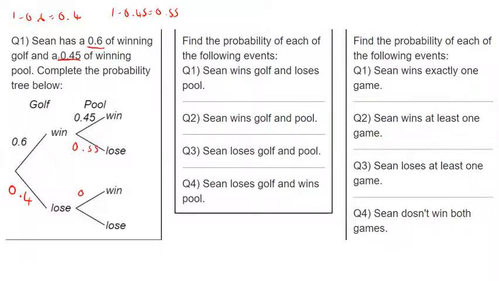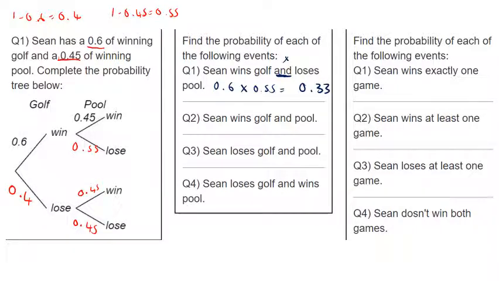And often you can get 1 or 2 marks for filling in a tree correctly. Second stage of questions here. Find the probability of each of the following events. Sean wins golf and loses pool. Now that word "and" in probability is a clue that you are going to multiply. So the probability of winning golf is 0.6. The probability of losing pool is 0.55. So we multiply those two things, which gives an answer of 0.33.